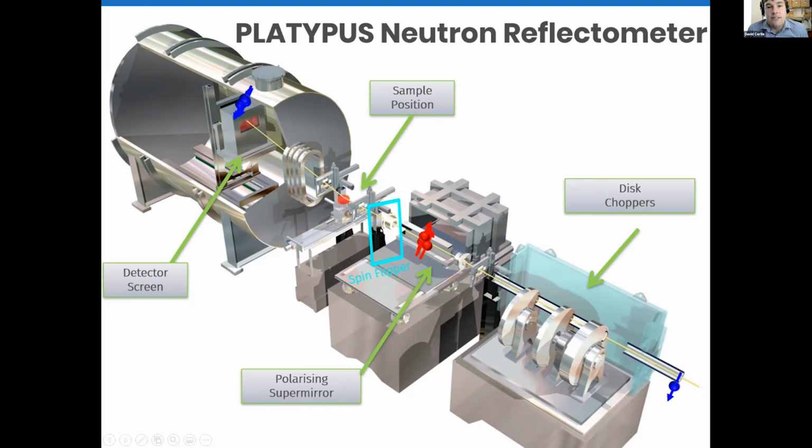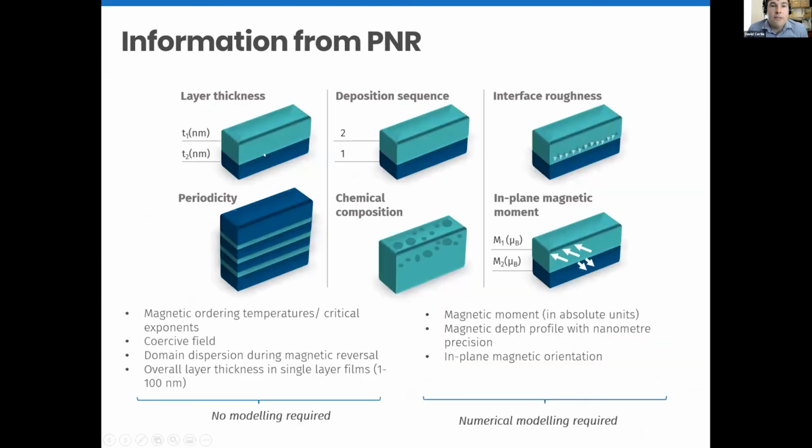And this allows us then to select if we want the other spin channel, we can flip the neutron at this point. So in practice, we measure with one spin channel, then we activate the NMR spin flipper, and we measure with the other channel. Okay, and so the kind of information you can get from these measurements is the thickness, the deposition sequence, the roughness, the periodicity, etc.